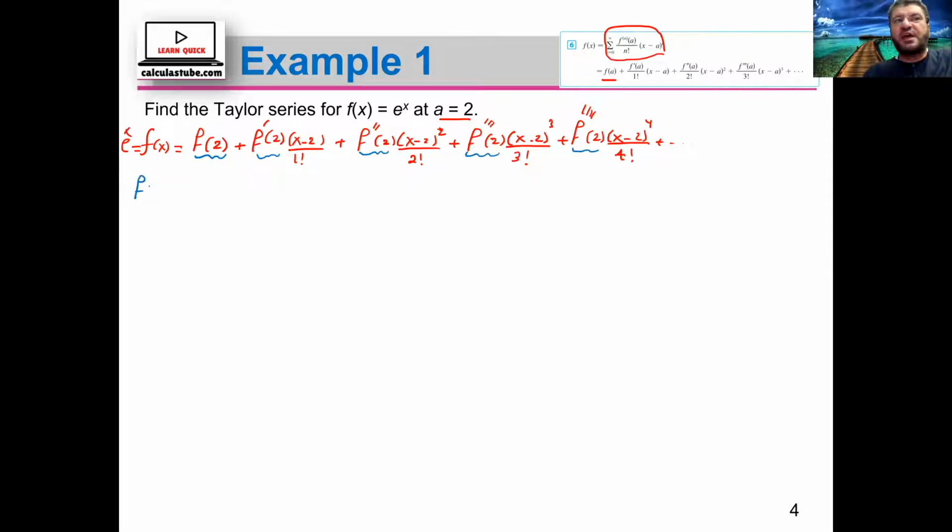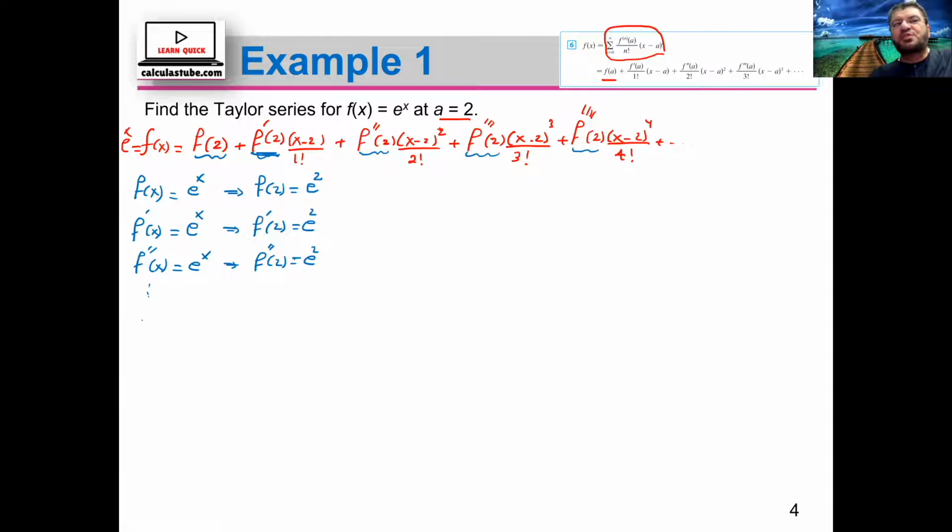Now, f of x in the question is e to the x. So this implies that f of 2 is what? E to the 2. So now we got the first one. Now let's go to the second one, which is f prime at 2. Now, f prime of x, if I differentiate e to the x, what do we get? Again, e to the x. So f prime at 2 is again e squared. And f double prime at x is again e to the x. So this implies f double prime at 2 is again e squared.